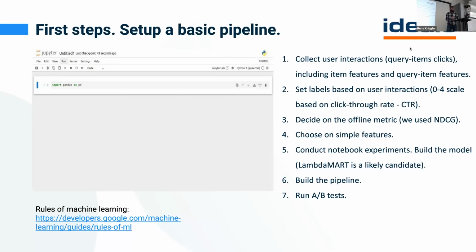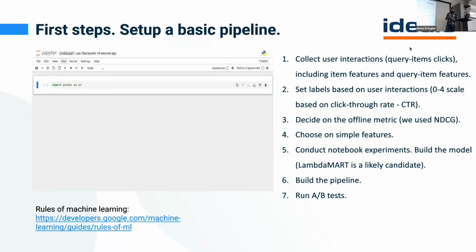First, you need to collect data because it's machine learning. So what kind of data do you collect? You collect user interactions. In our case, we collect query item clicks. Then we collect product features we show to the user, and then something specific for learning to rank, query item features, like for example, how the query matches the product, for example, the score.